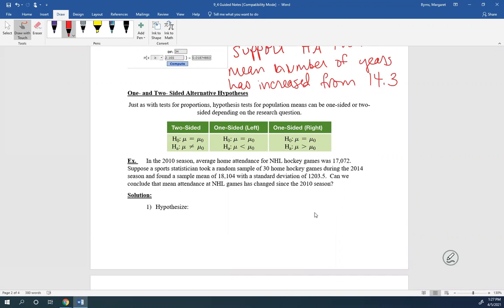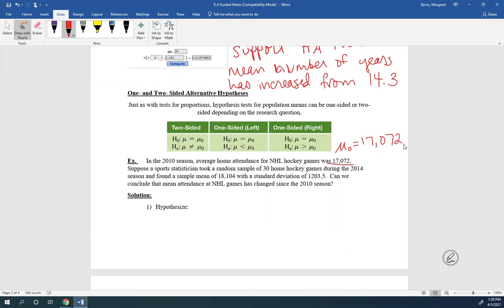Let's do another example. In the 2010 season, average home attendance for hockey games was 17,072. So I'm going to write that down because that is my mu naught. That's what I'm going to compare it to. That means my mean from my previously calculated, what I think is true for the population, is 17,072.